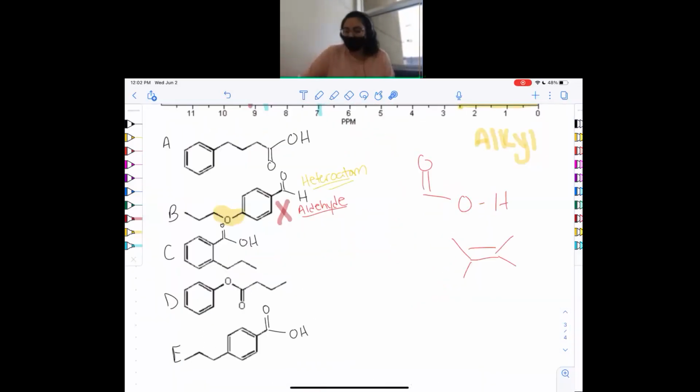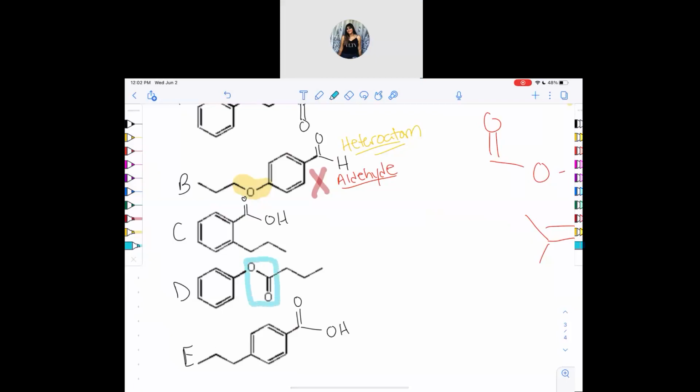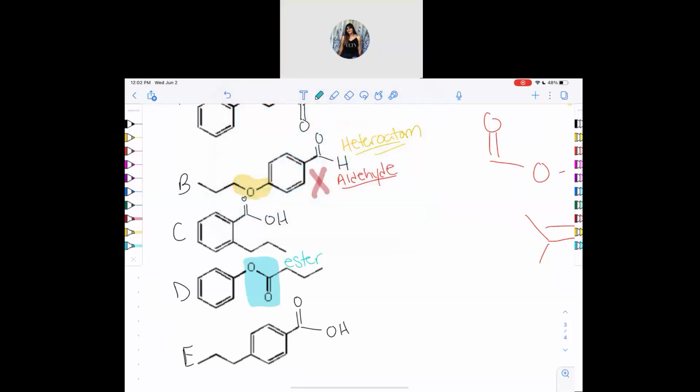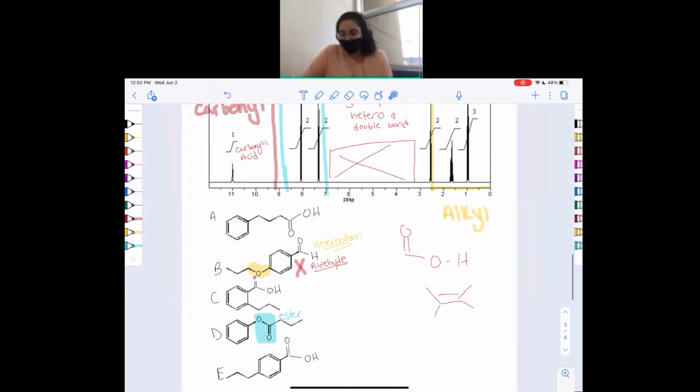But does anyone remember what functional group this is, what we call this? The Ester. Ester. Yes, you're absolutely correct. So an ester is going to be almost exactly the same as a carboxylic acid when we think about chemical shift, right? So it's going to be in this area, right? But the hydrogen part or the carbon part?